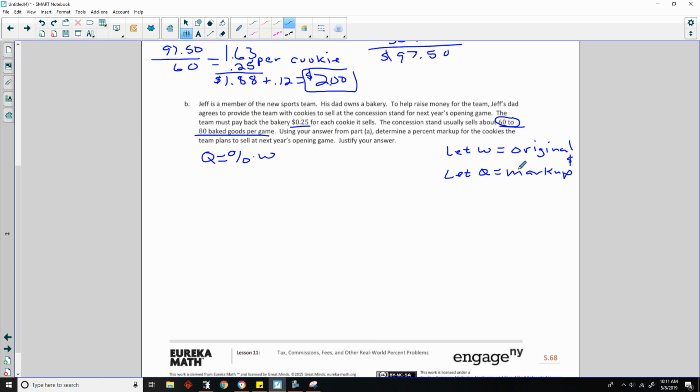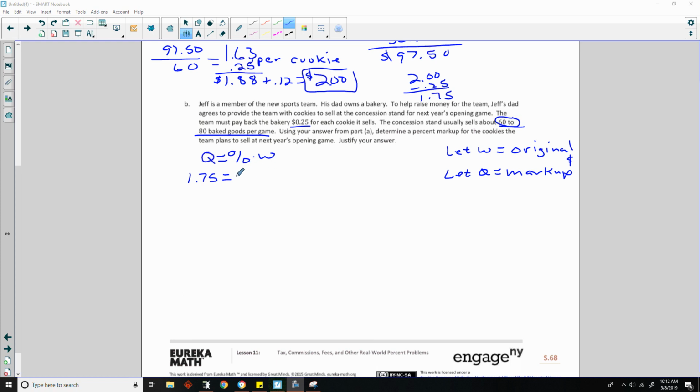Okay. So the markup, if we sell the cookie for $2 and we paid 25 cents for the cookie, then the markup is the $2 minus what we have to pay back Jeff's dad, which is $1.75. Okay, so if we sell the cookies for $2, give Jeff's dad 25 cents for the cookies, we're profiting $1.75, and that is our markup. So that Q equal markup, that is our Q. So I'm going to put 1.75 in here for Q.